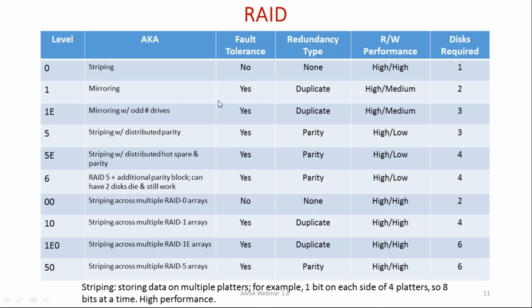Then we just have different versions of RAID as we go through 1, 1E, 5, 5E, 6, level 0+1, 1+0, 1E0, and 5+0. I'm not sure it's worth the time, unless you have a specific question, to go over each one of these. But you can see their respective advantages here: the type of redundancy that's done, the read-write performance, and the number of disks required to implement that level of RAID. You can see that it does go up, clear up to 6 in level 50 of RAID storage.